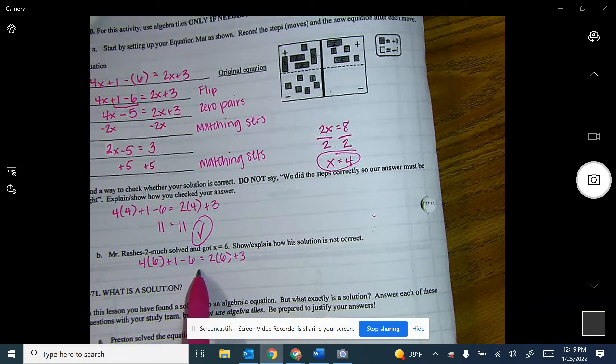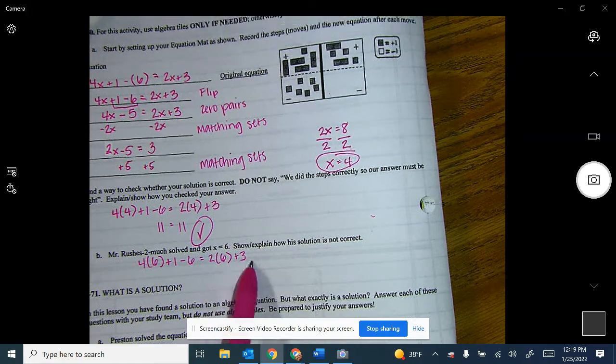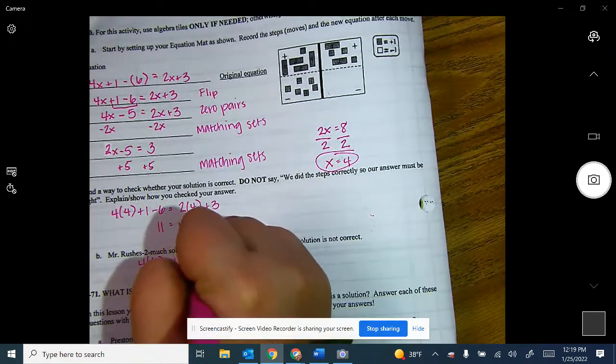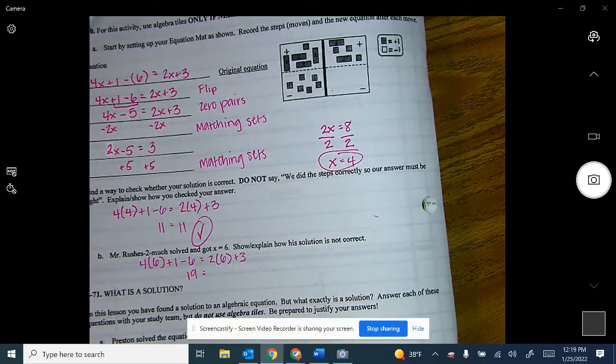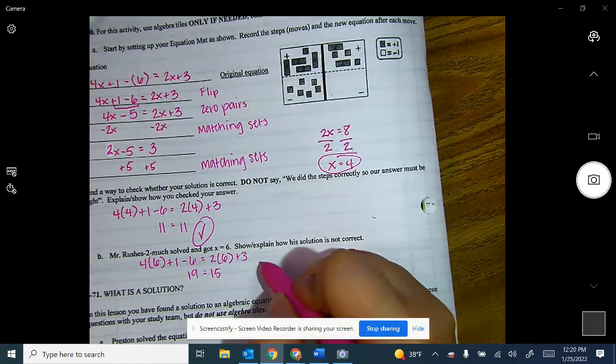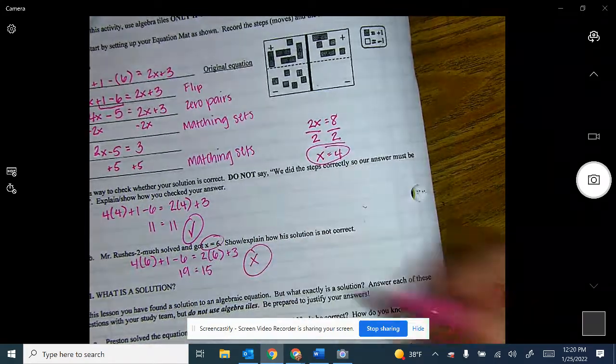And that's equal to 2 times 6, which is 12, plus 3. So I have 19. And is that equal to 15? No, which means that his solution of x equals 6 is not correct.